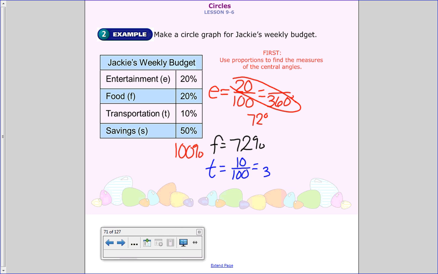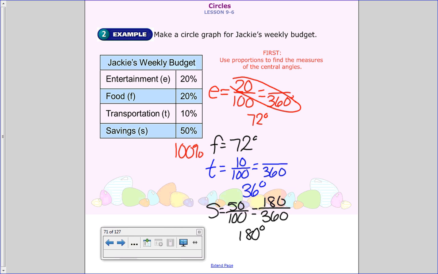And some of you might say, oh, well, I can just take half of that 72. And yes, that would work out. You get 36 degrees. And I'm sorry, just realized I switched that to a percent. It should have been a degree. So it's 72 degrees, 36 degrees. And finally, savings, well, 50% out of the 100 of the 360 should be 180 degrees. There we go. So we have our measurement.